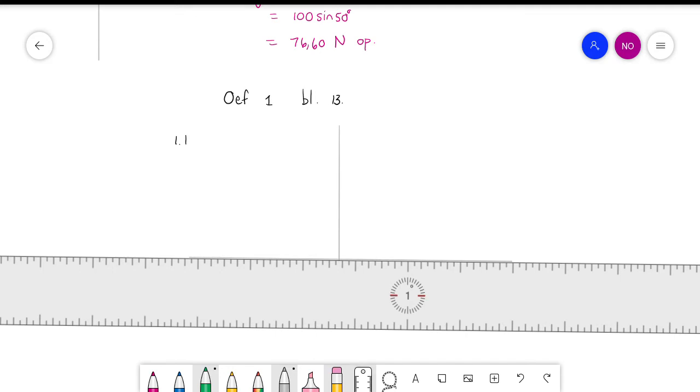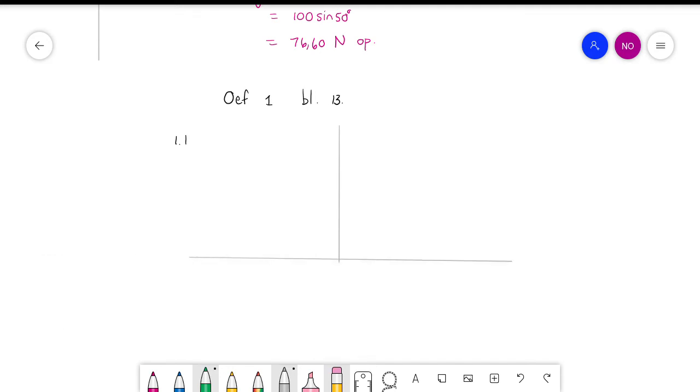Okay, I'm only going to draw those two quadrants.